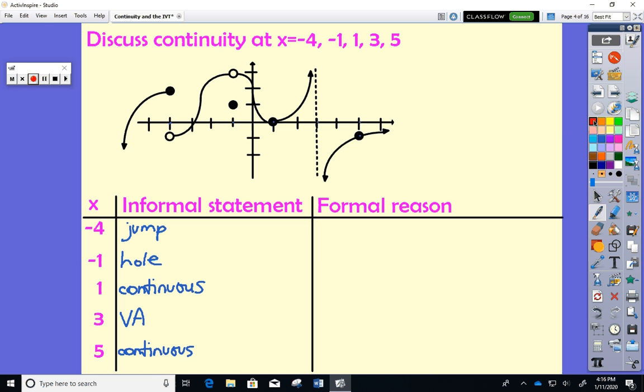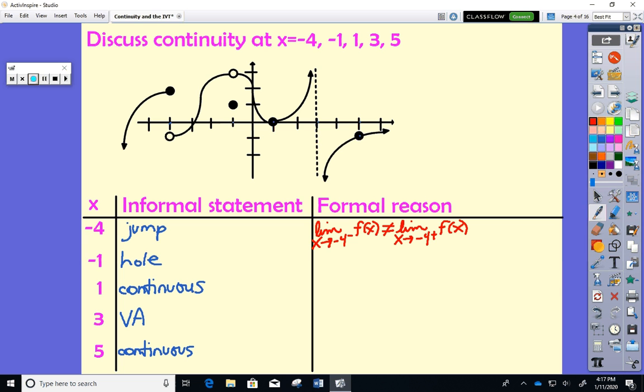Well, take a look at x equals -4. The issue here is not that f(-4) does not exist, but do you see that the limit does not exist at x equals -4? So I would say something like the limit as x goes to -4 from the left of f(x) does not equal the limit as x goes to -4 from the right of f(x).